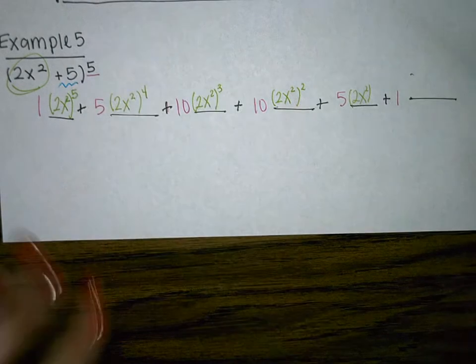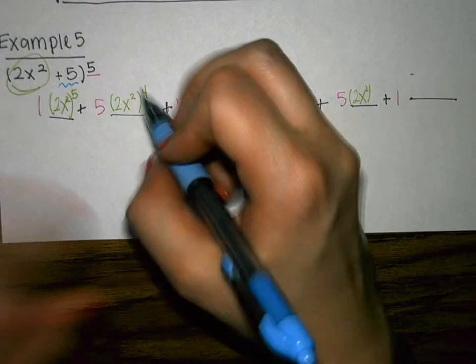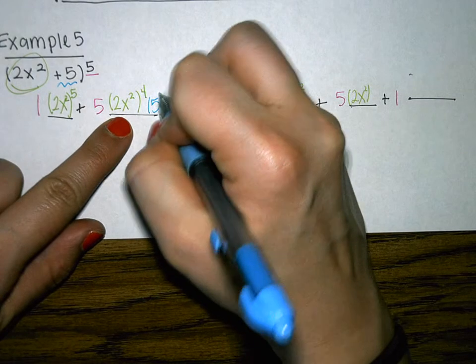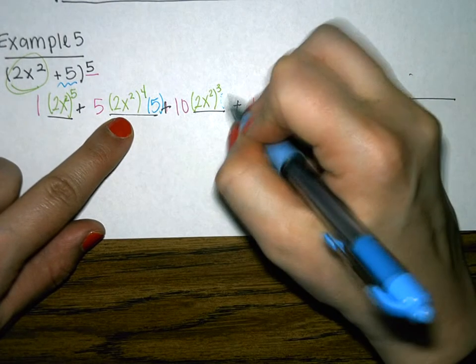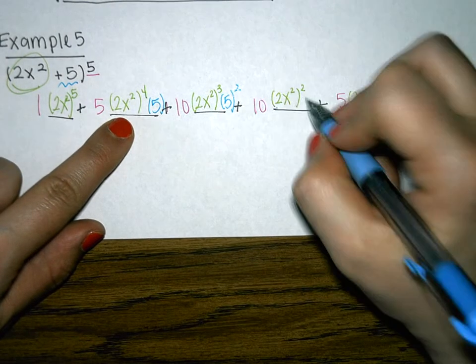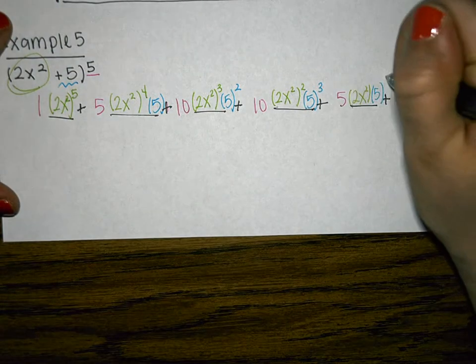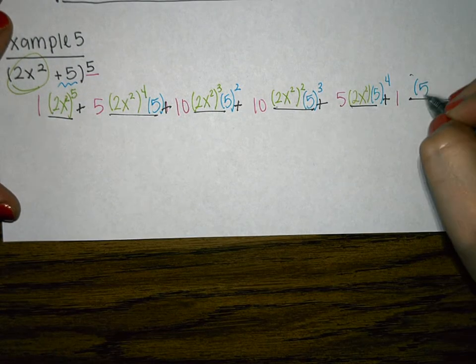And my next term is just a 5. So the first one is going to be 5 to the 0, which is 1. This is going to be 5 to the 1st, 5 to the 2nd, 5 to the 3rd, 5 to the 4th, and then the last is 5 to the 5th.